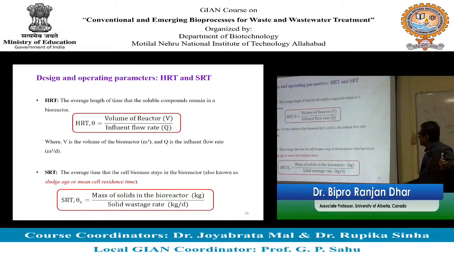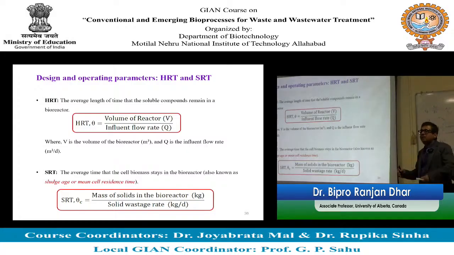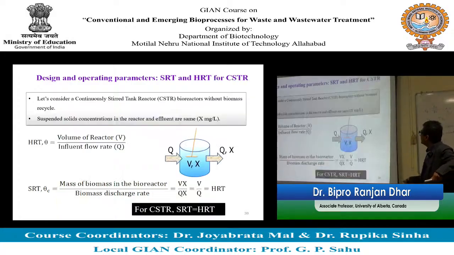And for solid residence time, some books also use other terms, sludge age, mean cell residence time, okay, also used, but SRT is kind of, I think, very easy to use. So we are going to use SRT. So how to calculate HRT and SRT when we have a simple CSTR reactor where we don't have any settling tank that we can actually recycle biomass? Okay. So let's say this is a CSTR and we have wastewater flow rate Q and volume of the reactor is V, and our biomass concentration there is X.